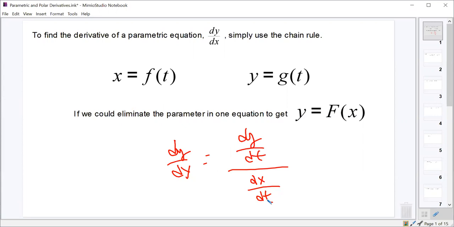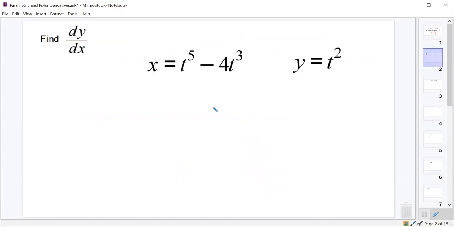So if it's not simple to eliminate the parameter in one of the equations and put it into one regular function, all you have to do is take the derivative of each of them with respect to t and find the quotient of them. Divide one by the other. So we're going to go ahead and do that real quickly with a couple of these, starting with a nice easy one here. X equals t to the 5th minus 4t cubed and y equals t squared.